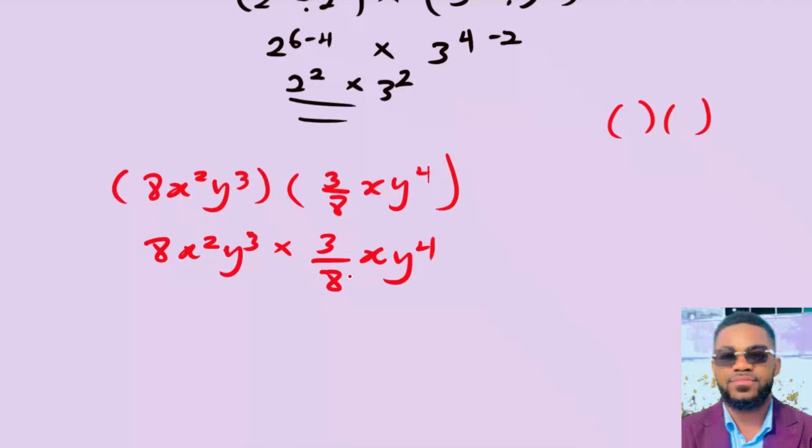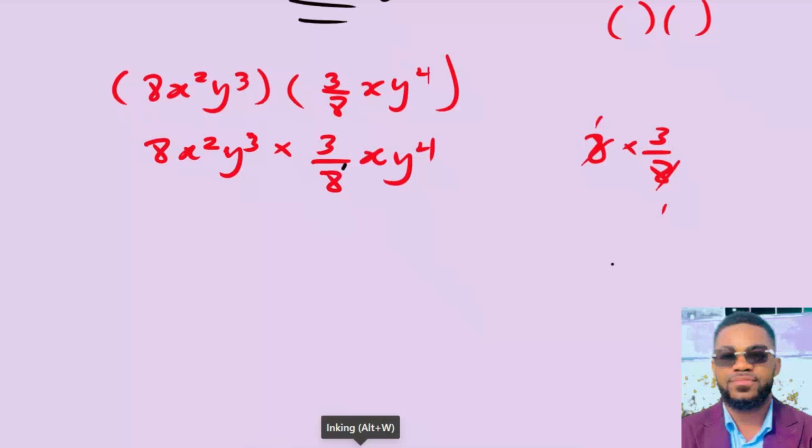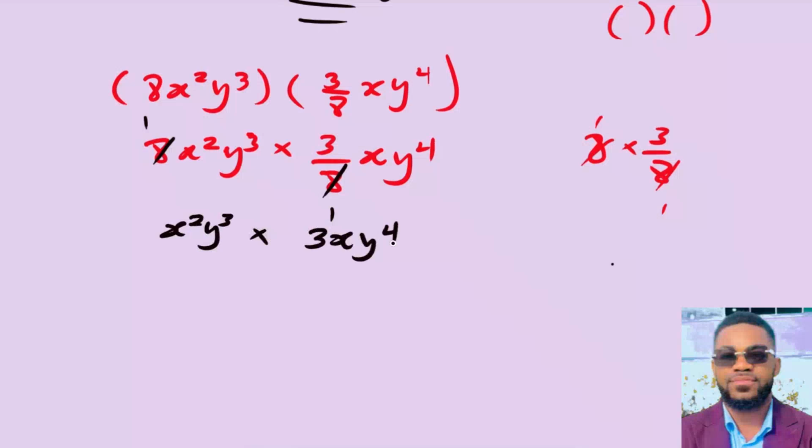Separately, you know that 8 times 3 on 8, this 8 can cancel this one. So we can do that here. 8 goes into 8 once, so we are done with this. Now we can multiply. We have x squared y cubed times 3xy exponent 4.